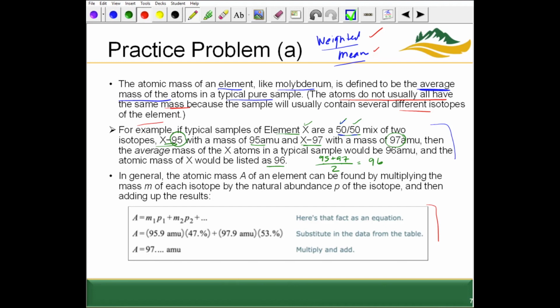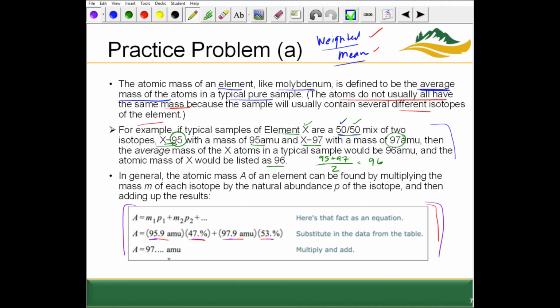Instead, for example, let's say that 47% exists for this isotope, 53% for this isotope. That means that we can't treat these evenly because this is not 50% and this is not 50%. This is weighted a little bit less than 50% and here a little bit more than 50%. So here's the overall gist of these steps.